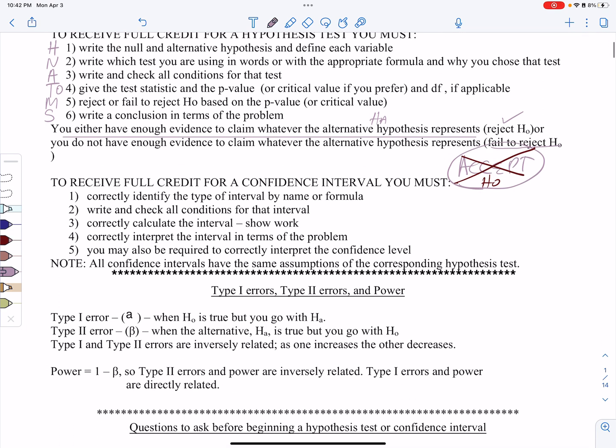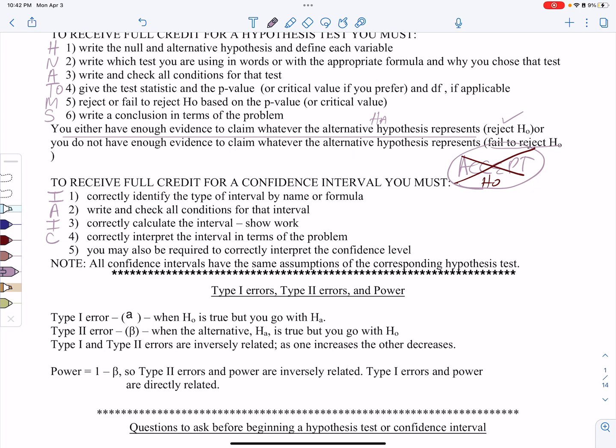Okay, so for confidence interval, the acronym is PANIC. So identify the name of the interval, that's the I in panic. Write and check all the conditions. So that's my assumptions and conditions. Correctly calculate the interval. That also goes along with the I to do, and then correctly interpret, PANIC. And then you must interpret the confidence level also. And that is part of my conclusion.